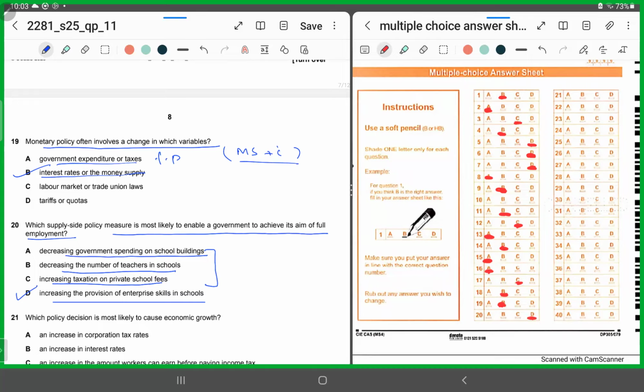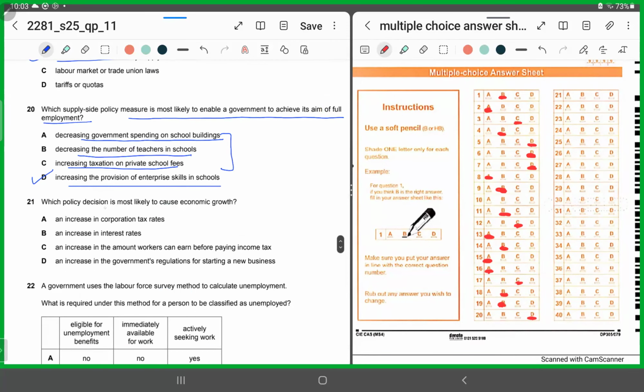Number 21. Which policy decision is most likely to cause economic growth? Now, which policy would improve the productive potential of the economy? An increase in corporation tax rate? No, that would discourage people from working. Corporation tax means you are taxing profits of a company. They will no longer expand. An increase in interest rates?